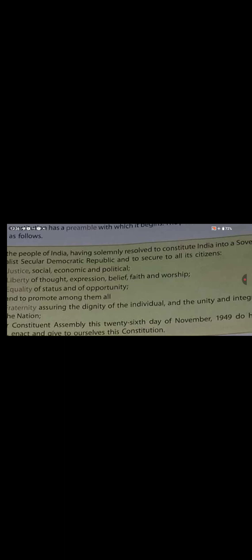Okay, students? Every constitution has a preamble with which it begins. The preamble of our constitution reads as follows. So let's read the given preamble. We, the people of India, having solemnly resolved to constitute India into a sovereign, socialist, secular, democratic republic and to secure to all its citizens justice, social, economic and political, liberty of thought, expression, belief, faith and worship, equality of status and of opportunity, and to promote among them all fraternity, assuring the dignity of the individual and the unity and integrity of the nation.